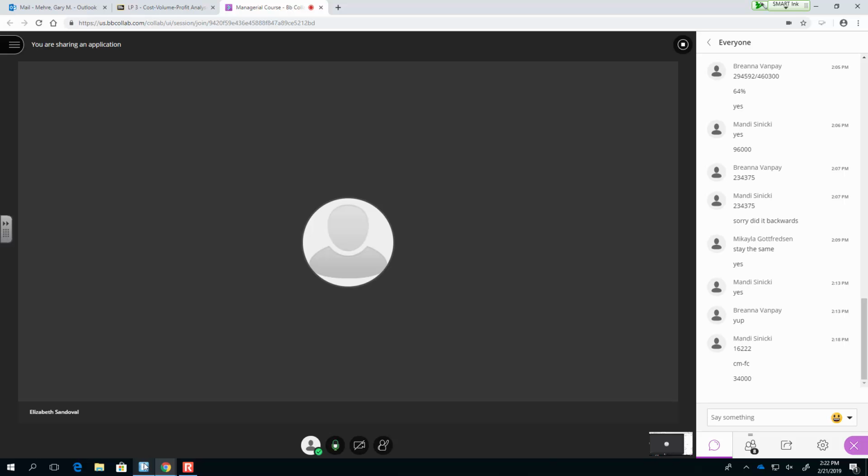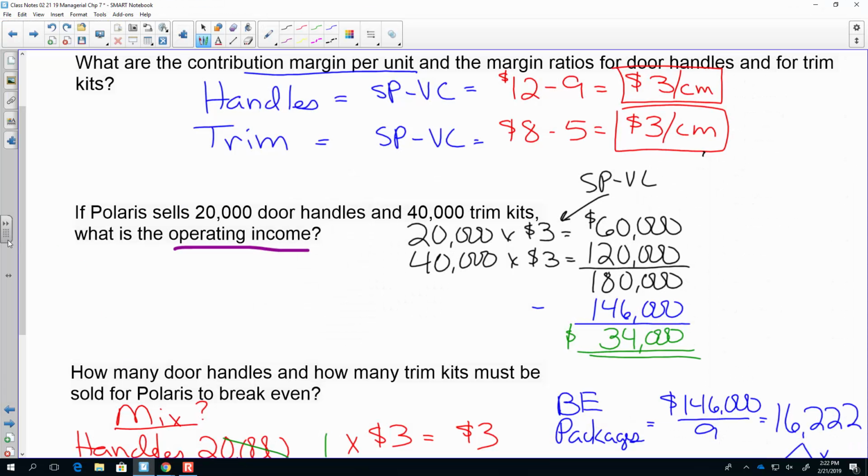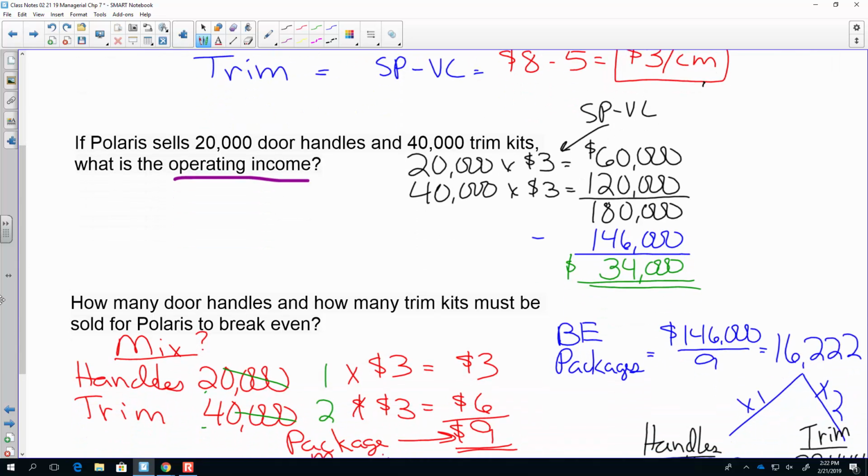Excellent, Mandy. Excellent. Contribution margin minus fixed cost. Excellent. Very good. Is that okay with everyone? Try to use your margin to save you some time rather than creating a new income statement.